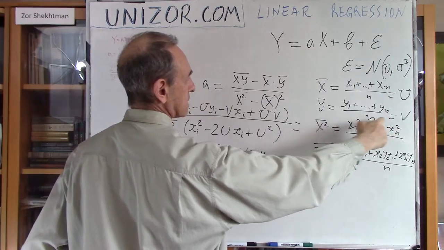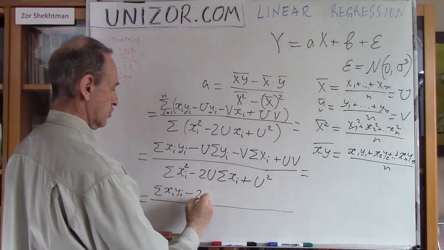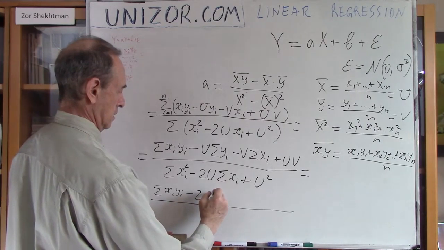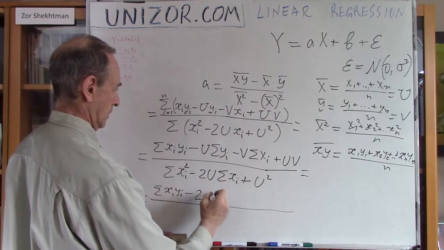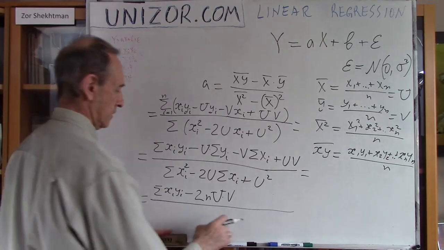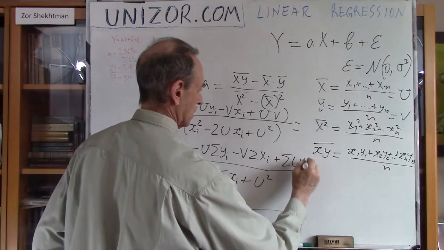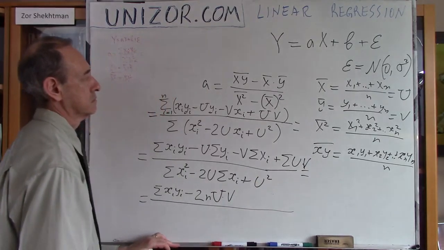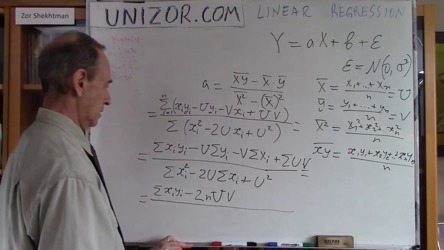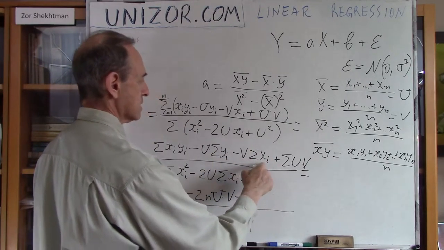Alright, sigma xi yi we retain as it is, minus. What is sigma of yi? Well, that's n times v, right? So it's 2n u v. Oh, I forgot one thing, by the way. It's not plus u v, it's sigma u v. Right? Because sigma is going for each one of those guys.